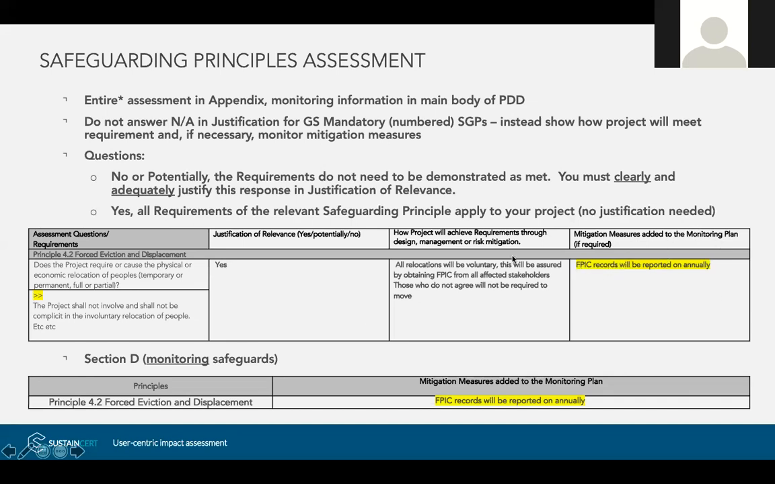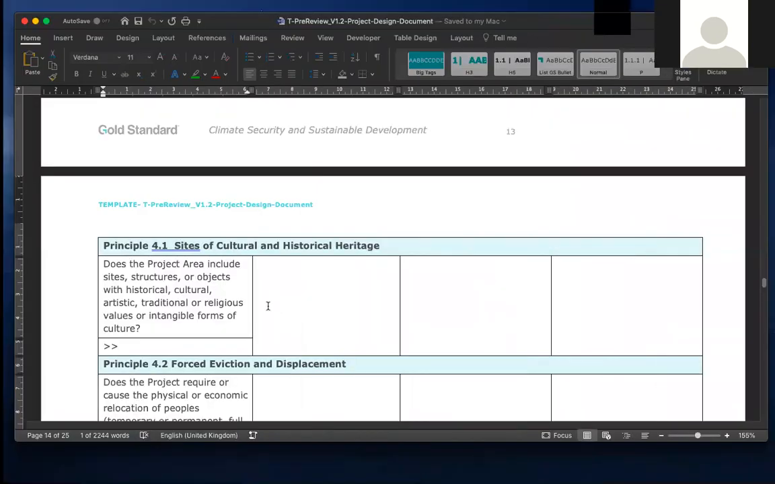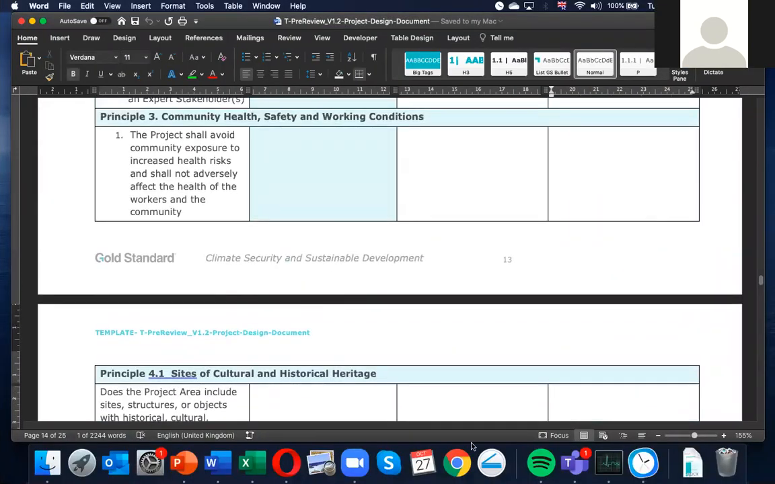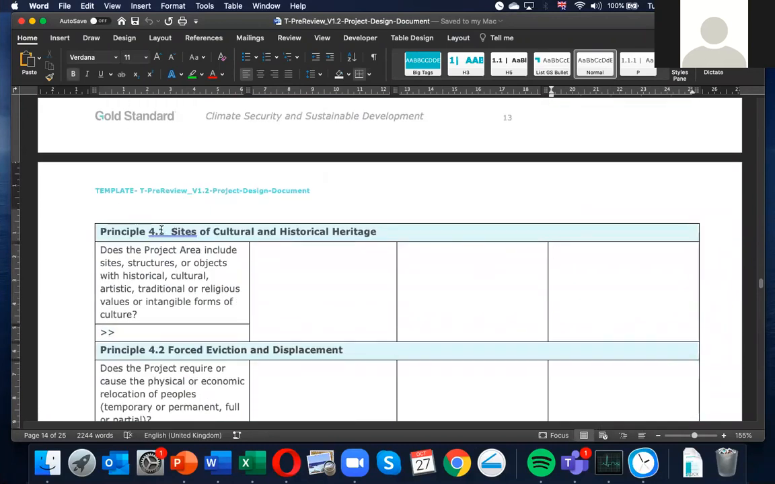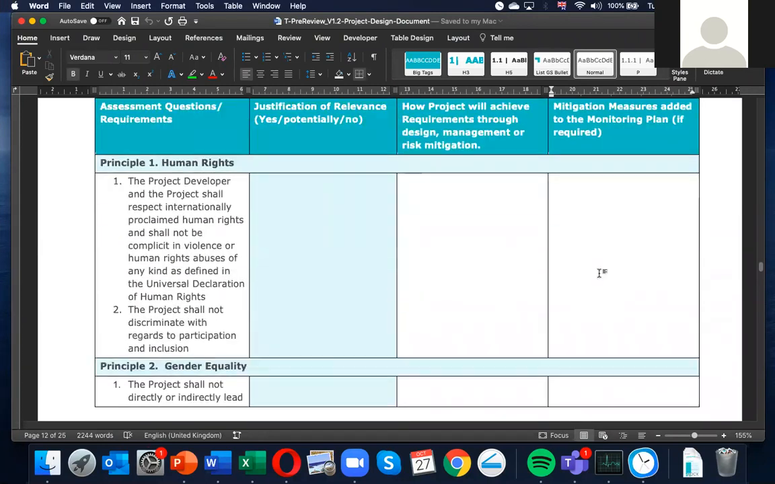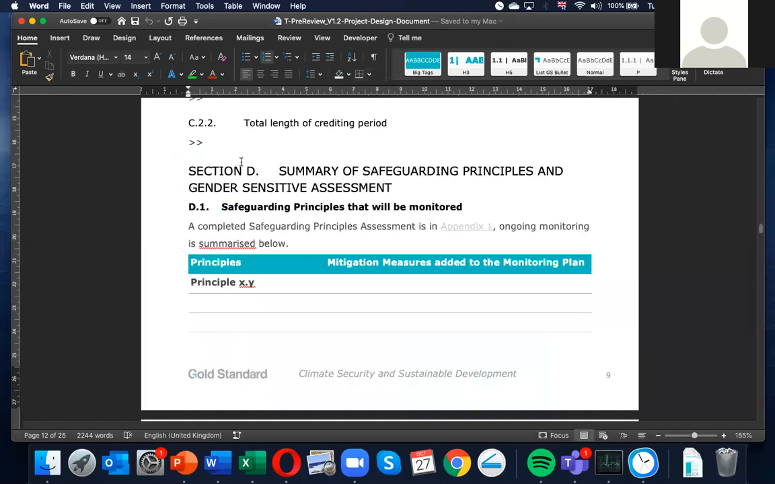And then I want to show how the information from the assessment template goes across to section D. Recall we would complete the full assessment here. And let's say, for example, for 4.1, the requirement does apply. There is a monitoring requirement. That information needs to be transferred to section D, so that there is a very concise and straightforward way of knowing what safeguards are monitored in each project.